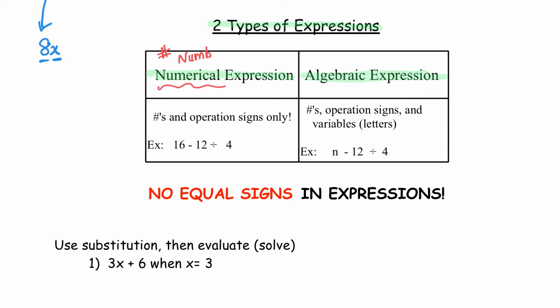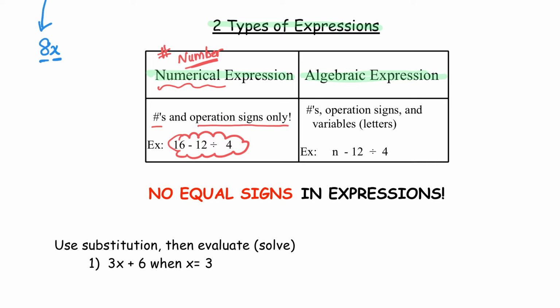So if it's a numerical expression, it's numbers only. It's numbers and operation signs only. For example, 16 minus 12 divided by 4 is a numerical expression. Why is it not an algebraic expression? Well, it's not an algebraic expression because there are no variables. Remember, a variable is a letter.